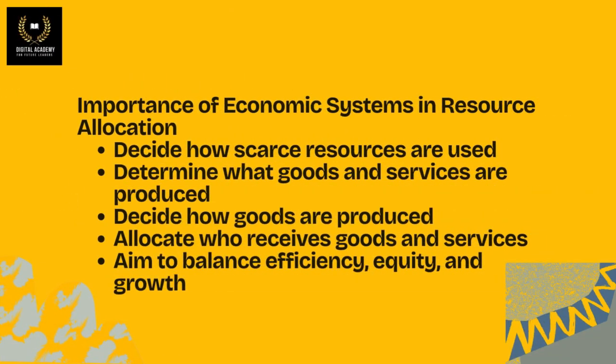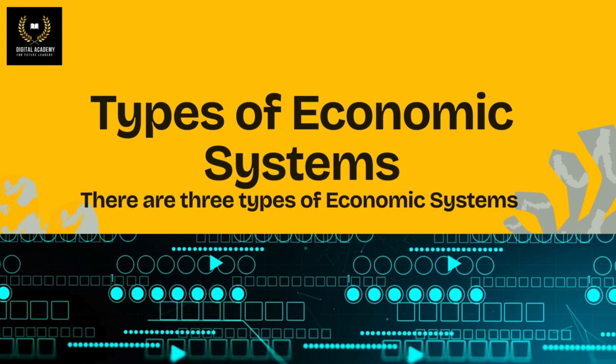Importance of economic systems in resource allocation. Decide how scarce resources are used. Determine what goods and services are produced. Decide how goods are produced. Allocate who receives goods and services. Aim to balance efficiency, equity, and growth.